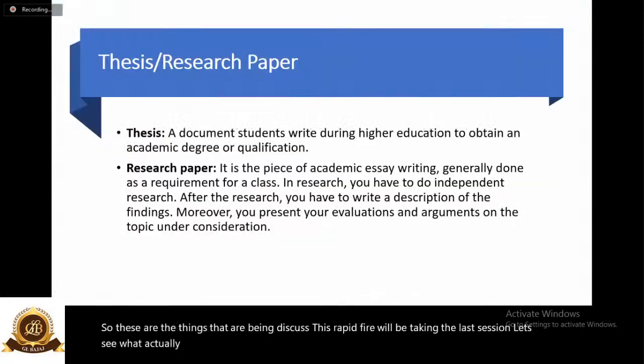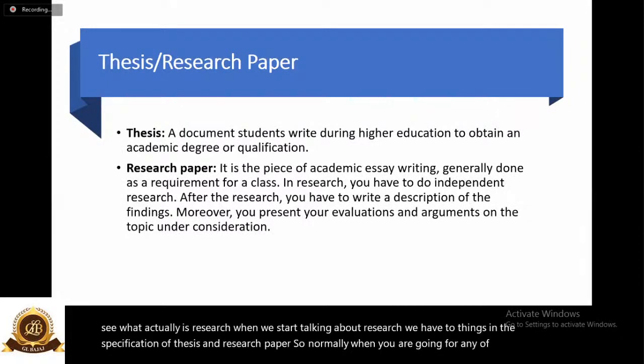So these are the things that are being discussed. This rapid fire we'll be taking in the last session. Let's see what actually is research. When we start talking about research, we have two things in the specification, a thesis and a research paper. Normally when you are going for any of your degrees, whether it's your MTech or MCA degree, and you have a project, you write a dissertation, a thesis. For a research paper, you have to do an independent research, write the description, specify the various findings, and present your evaluations and arguments on the topic under consideration.